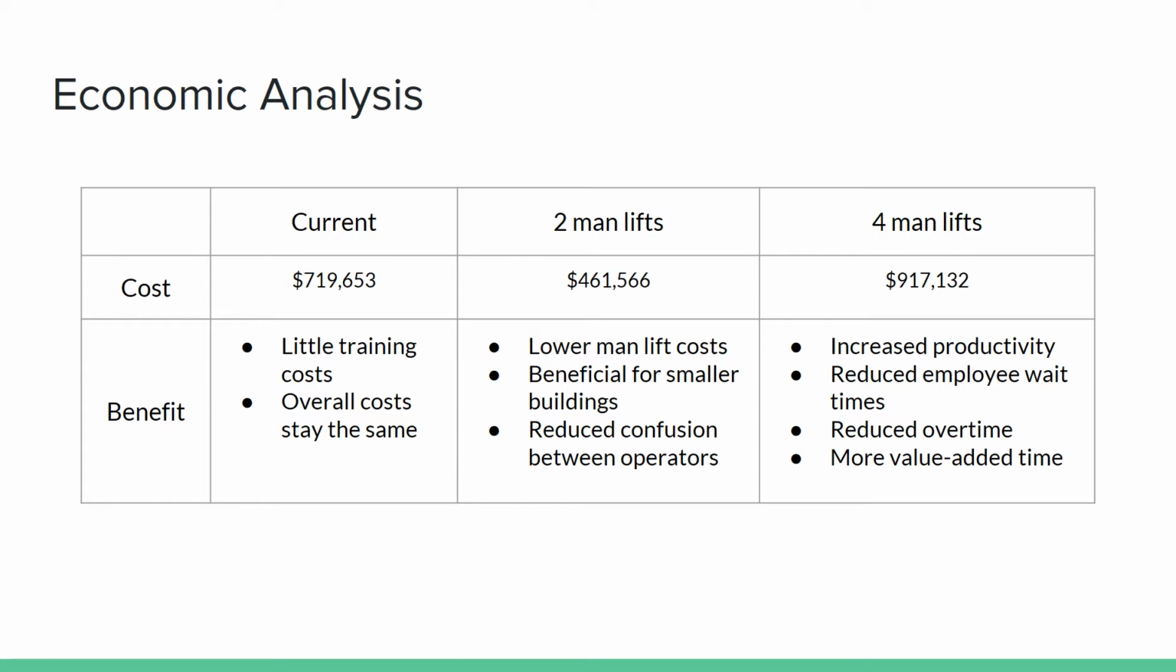This scenario would best fit for smaller buildings, as less workers are expected on a smaller job site. And with 1 less man lift, you allow for less confusion between the operators when they're communicating with each other, or to the employees calling for the lift. With the situation of 4 lifts, we get the benefit of increased productivity, where wait time for employees is minimal, and in turn reduces the need for overtime while adding more time value.